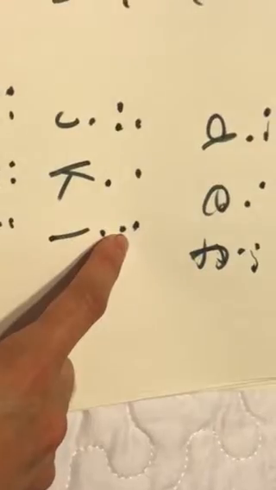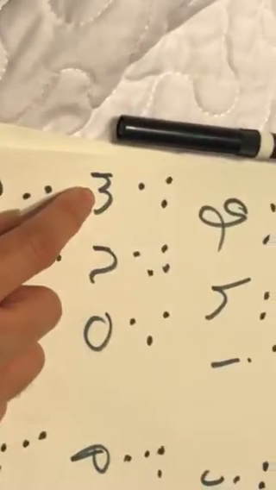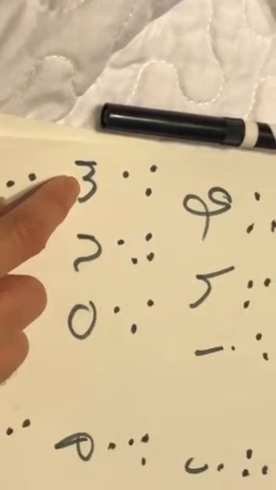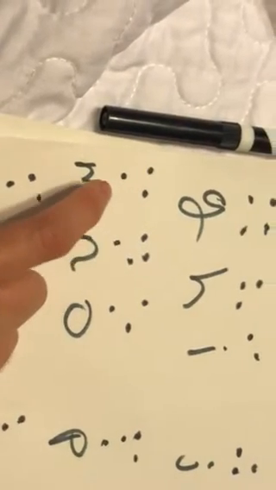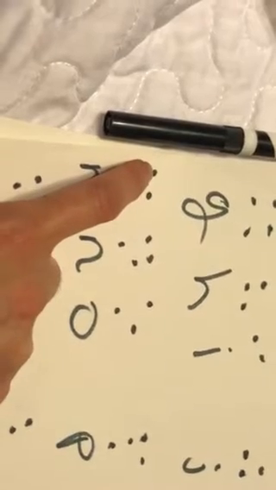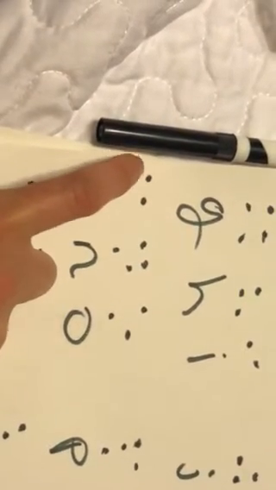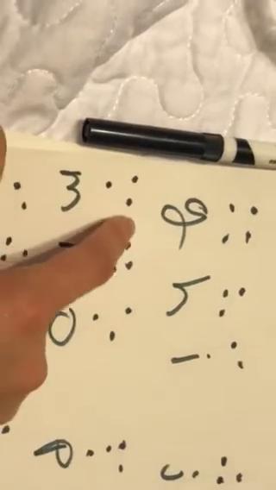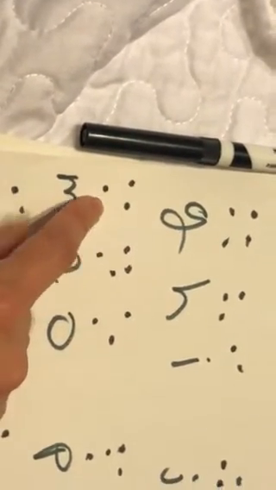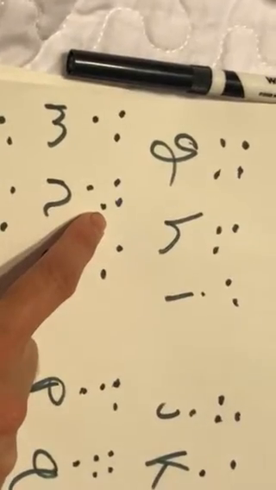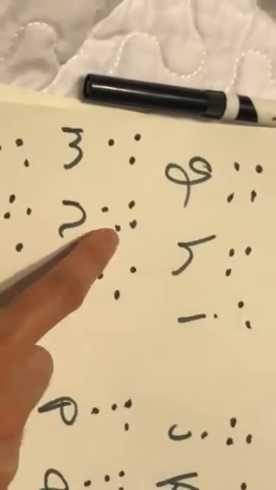K, 1 and 3. L, very similar, just add that extra dot and it's going to be on the left hand side of the Braille cell. K, L, M, 1, 3, 4. You would use 1, omit 2, use 3, use 4, and omit the 5 and 6. N is 1, 3, 4, and just add that extra dot, 5.